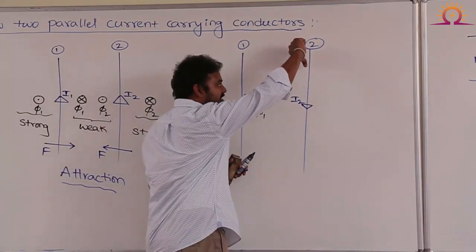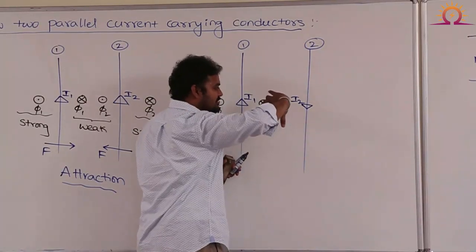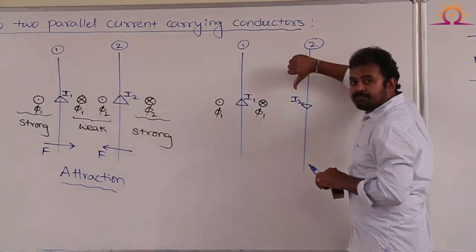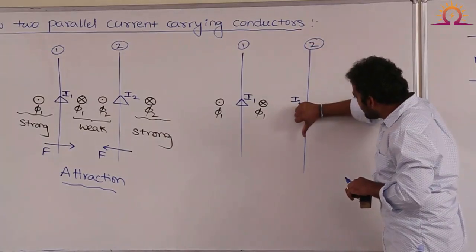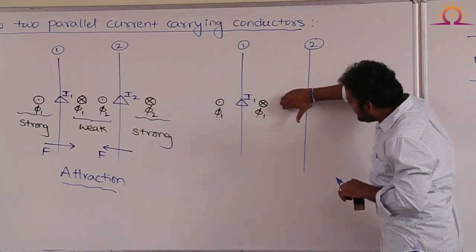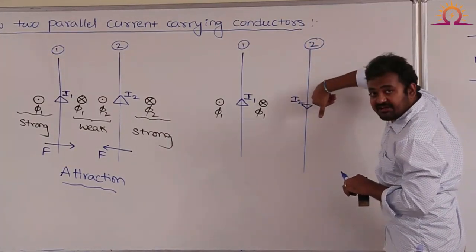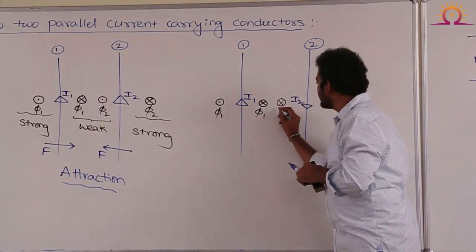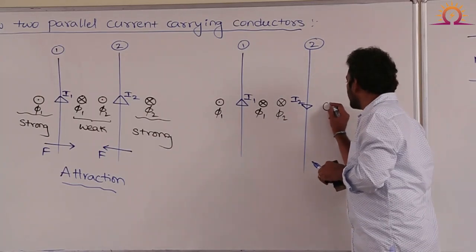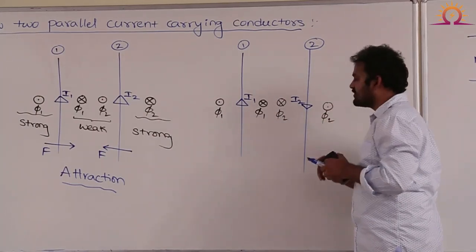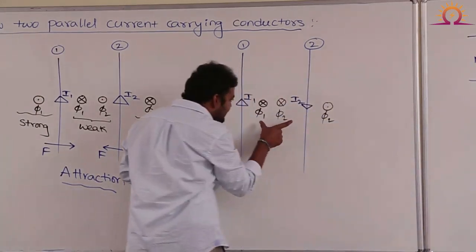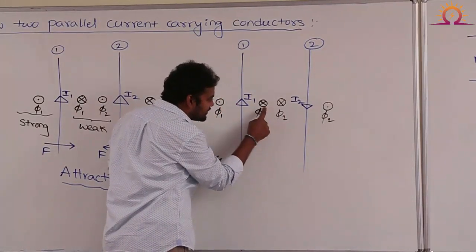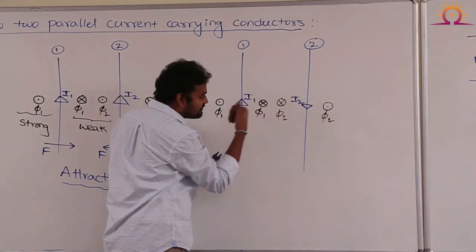Similarly, the second conductor is carrying the current in the downward direction. If it is carrying the current in the downward direction, here the magnetic field is into the plane and this side the magnetic field is out of the plane. So here the flux is into the plane and here out of the plane. Therefore, if you see the region between these two conductors, both fluxes are coming out of the plane.